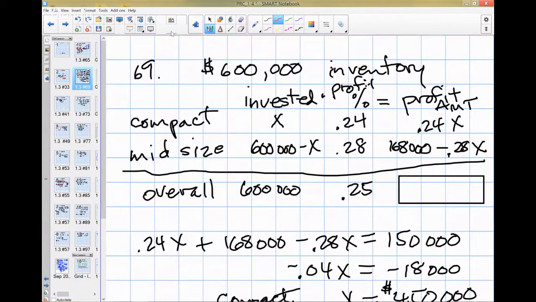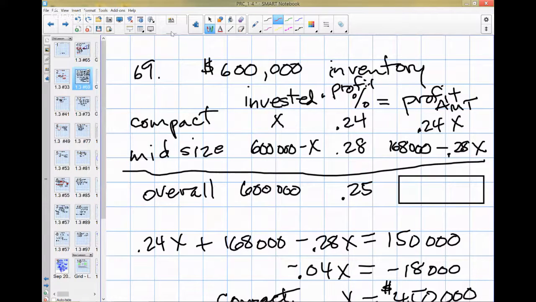An automobile dealer has $600,000 worth of inventory in compact cars and mid-sized cars. The profit on a compact car is 24%. The profit on a mid-sized car is 28%. The profit of the entire stock is 25%. The question is, how much have you invested in each type of car? So, 2 types of inventory, compact and mid-size.